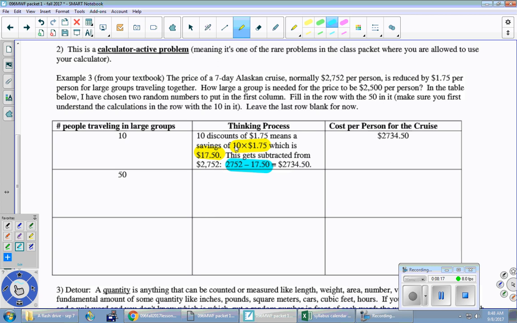We are trying to make it so that the cost per person is $2,500. Do we need more people or fewer people? We need more because this cost is still too high. The more people we get, the more $1.75's off.